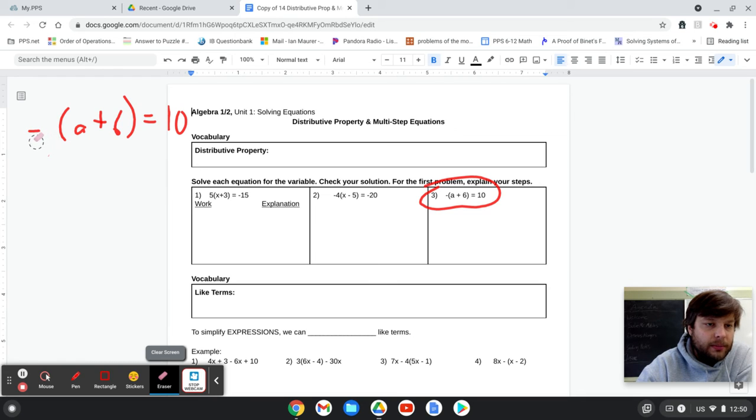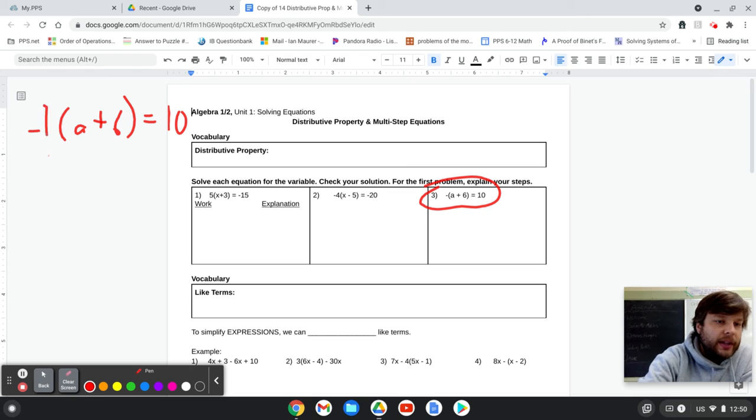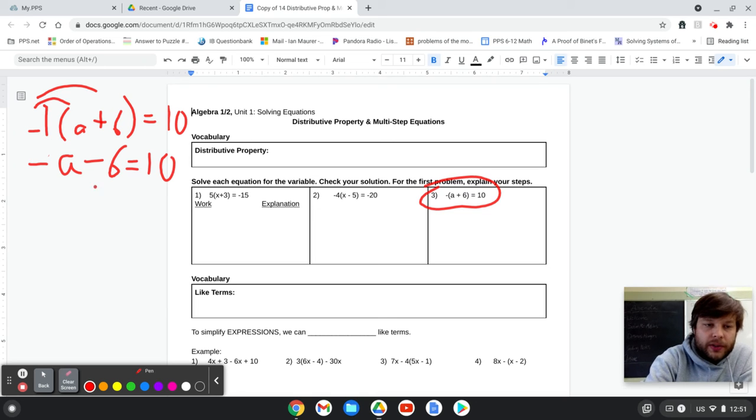And there's a negative symbol in front of it, so I know that it's actually a negative 1. You can write that. It's optional to actually write it. The important point is that we're distributing the negative. You'll hear that phrase a lot. You distribute the negative. So it makes it a negative a and a negative 6. And from here, just a two-step equation. Opposite of minus is plus.